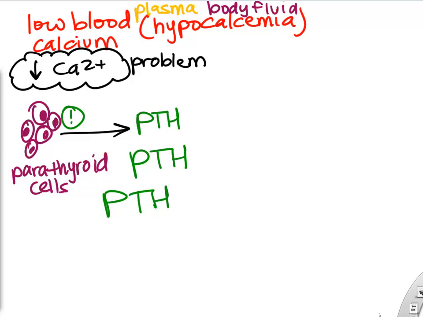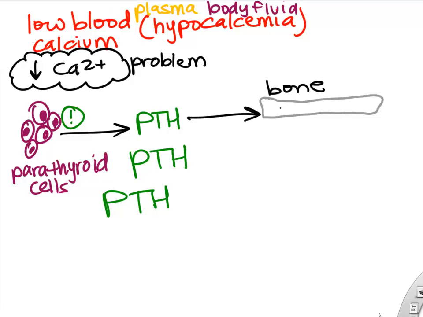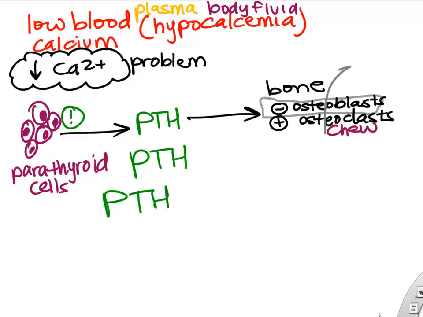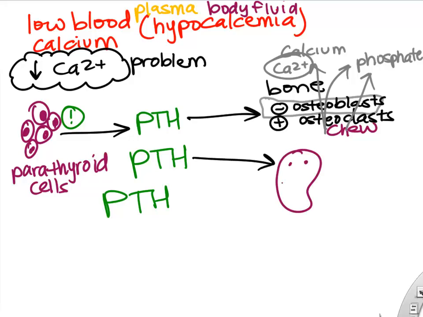Well, if the problem is reduced calcium and those little cells make PTH, we're going to signal to our bones in order to slow down our osteoblasts and turn on our osteoclasts so that we chew up the bone and release that stored calcium. So PTH signals to those little cells to release calcium into the fluid of the body, and that's going to help correct our problem with low calcium.